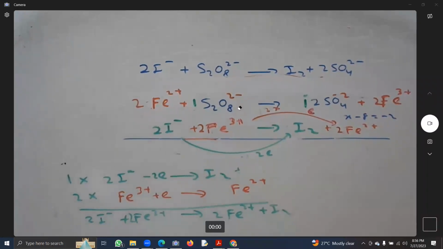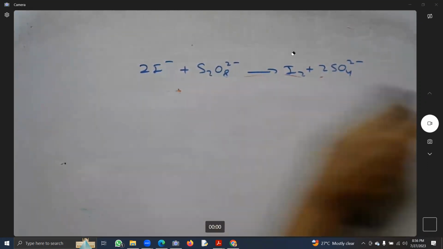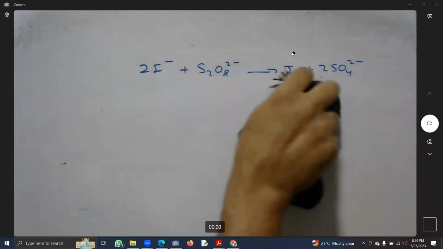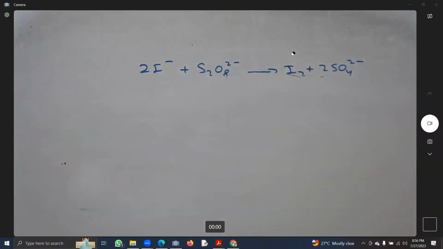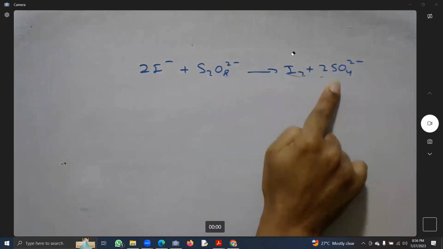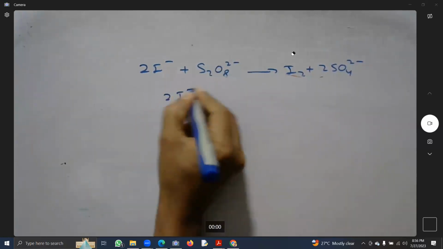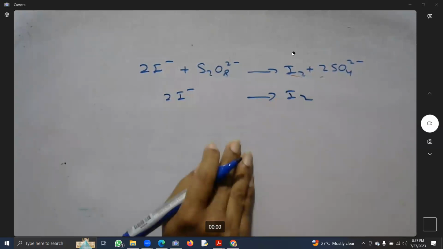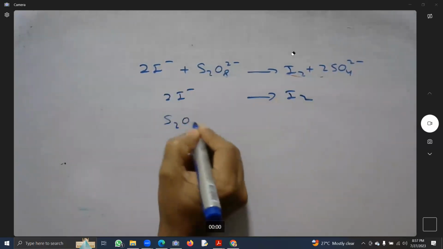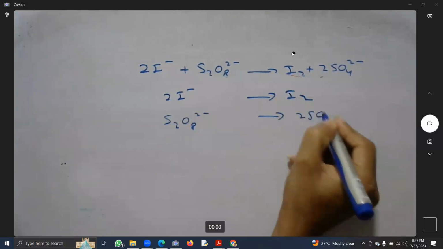Okay, now after you finish copying also. So these are the few possible ways of writing this equation. Actually, only two possible ways. What we wrote earlier, if you noticed the earlier one, we broke it earlier. There are only two possible ways you can break it. Either you break it, first write these two, second write these two. Or you can write first these two. First I can write 2I minus and I2. The second I can write S2O8 2 minus and 2SO4 2 minus.